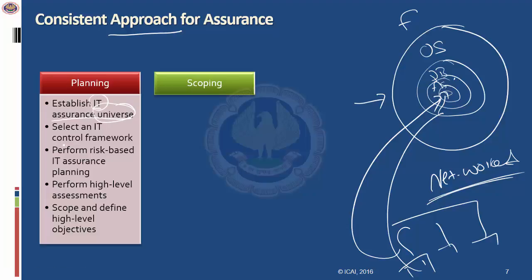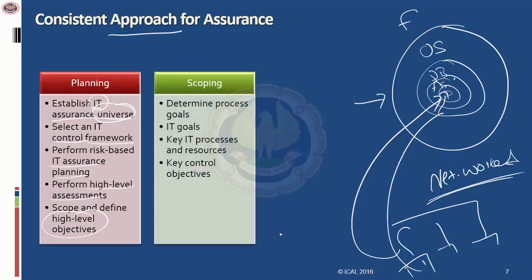You also decide what best practices framework you're going to use as a benchmark for the audit. You perform a risk-based IT assurance planning, which means you decide what the critical areas are which need to be audited, and you perform a high-level review or a compliance review to check the level of compliance within the organization. Based on the controls, you then define the detailed control objectives which you're going to verify. Then you scope the assignment.